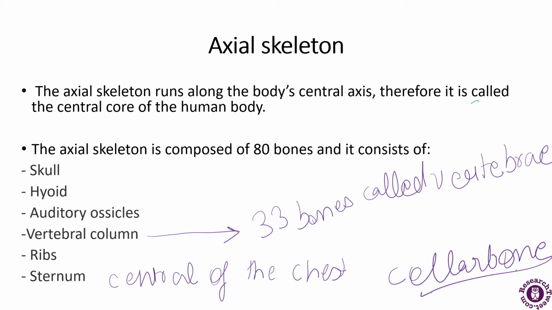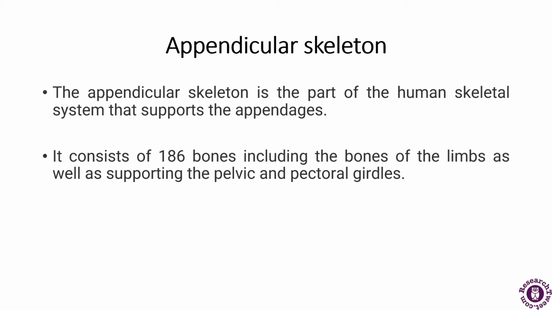Now, the next is about the appendicular skeleton. The appendicular skeleton is a part of the human skeleton system that supports the appendages. It consists of 186 bones, which include the bones of the limbs as well as those supporting the pelvic and pectoral girdles. It is further divided into 6 parts.